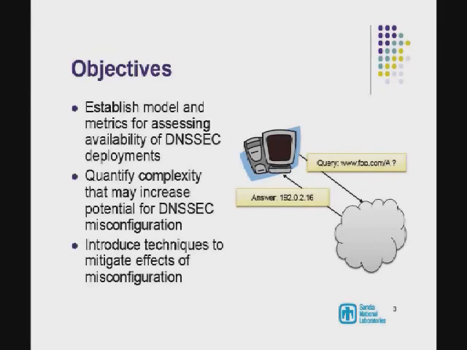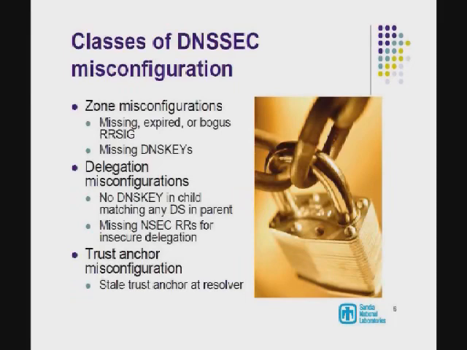And so the objectives in this are to first of all establish a model for analyzing availability in a DNSSEC deployment, and then look at some of the things that increase complexity in a DNSSEC deployment that may make it particularly challenging to maintain, and then talk about a couple ways to mitigate the effects of misconfiguration.